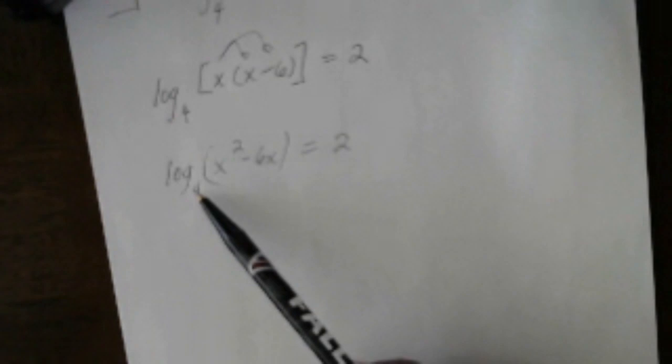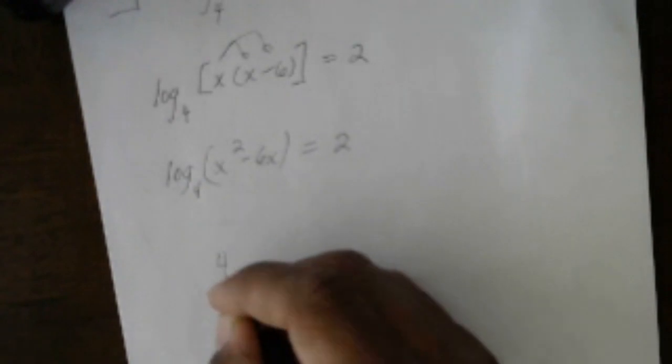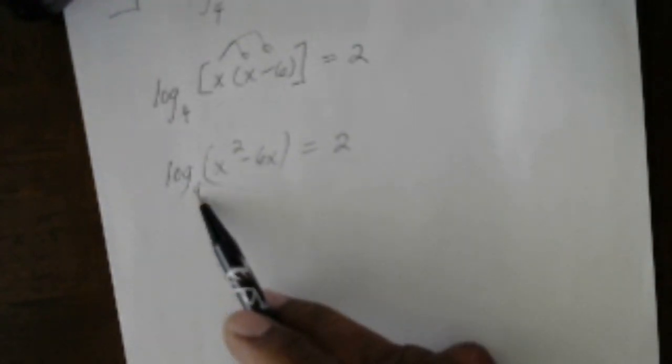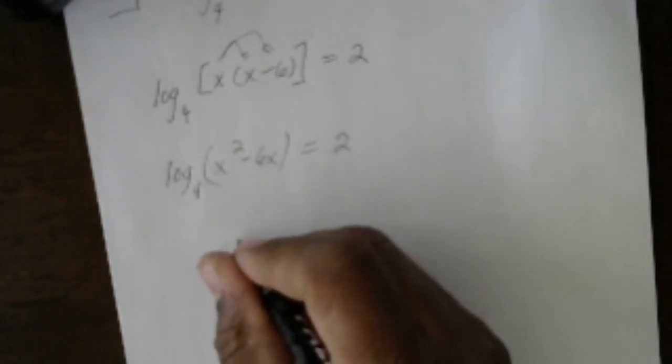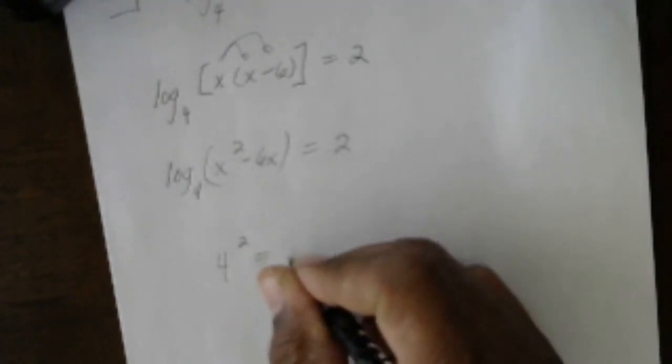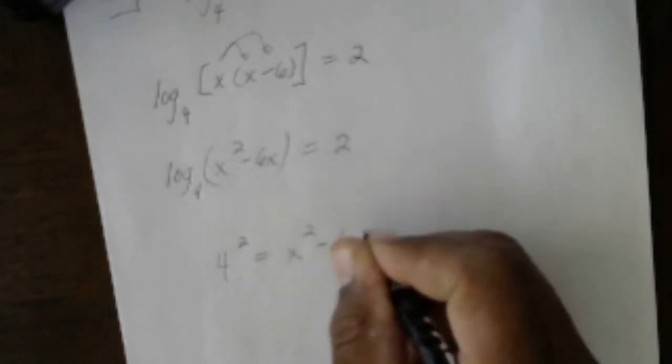All right, so much as we did in the last problem, the base of my log is 4. That means the base of my exponent is 4. I'm going to raise 4 to the second power and set that equal to x squared minus 6x.